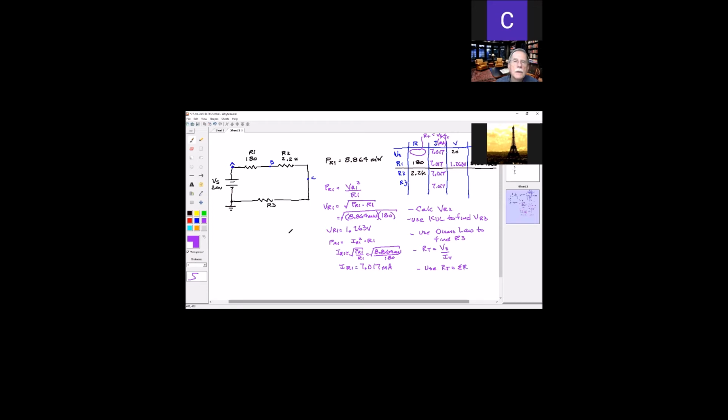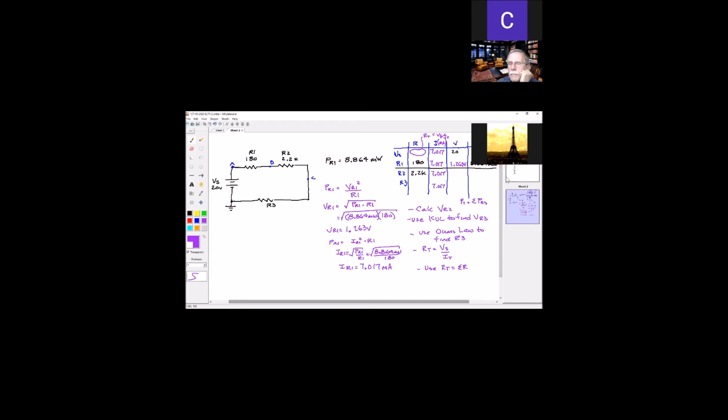Okay. So we can make that same analogy over here and say that P total is IT times VS. All right. So once I have IT, multiply these two, that gives me my P total. And P total is the sum of the powers of the resistors.